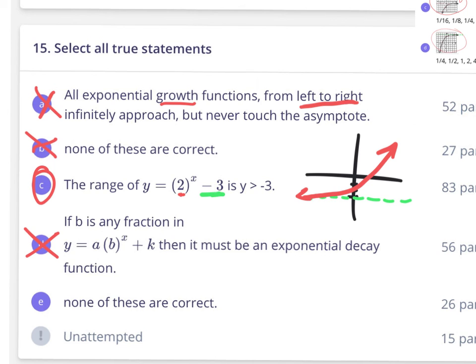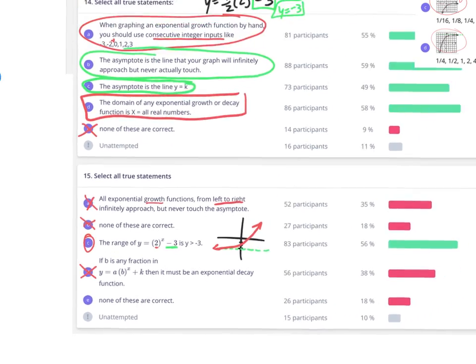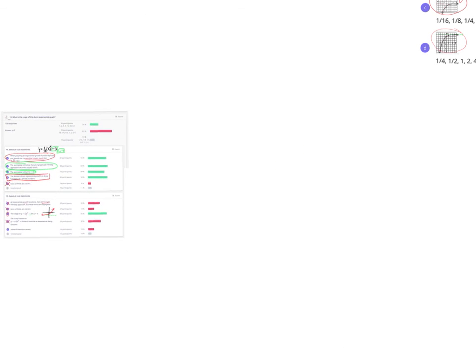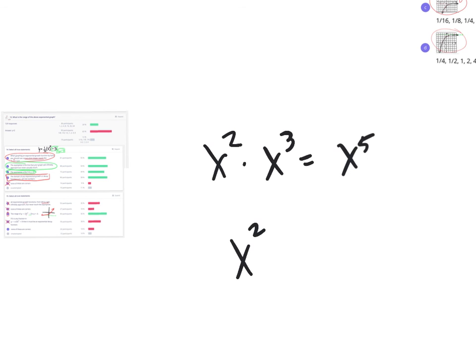So we've gone through every single question on this quiz. You will see pretty much these identical questions on the test that we have on Friday, as well as some simple questions with regards to rules of exponents, like x to the second times x to the third, that's x to the fifth. Or like x to the second to the power of 3, that'll be x to the 6th, right? Simple rules of exponents.